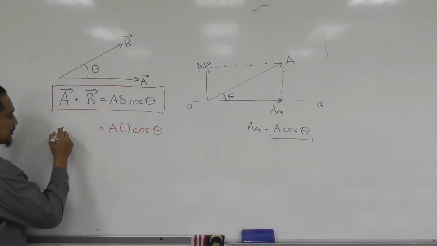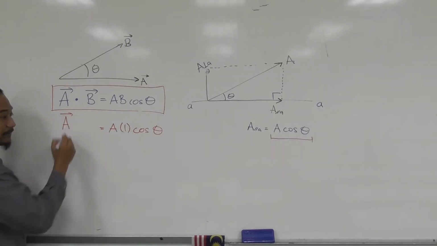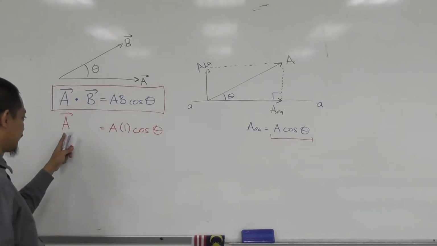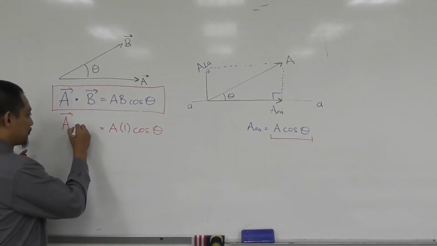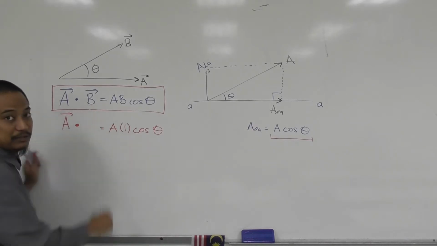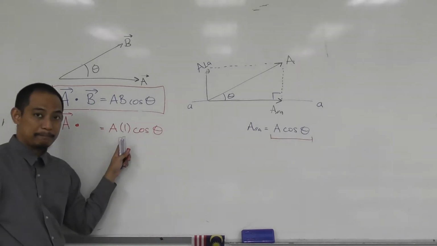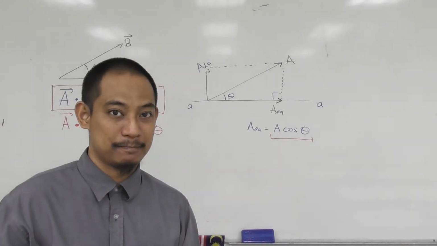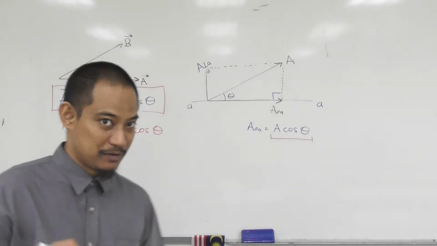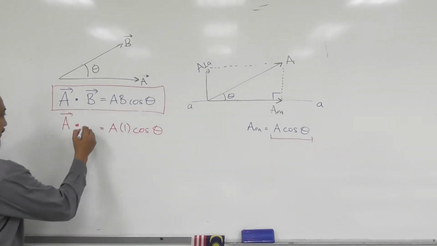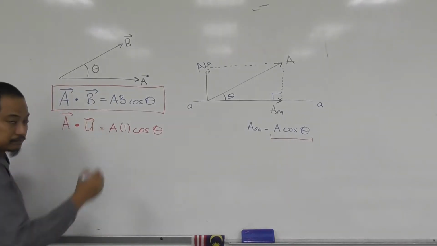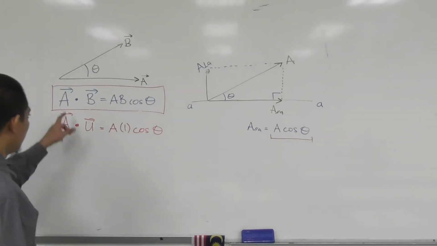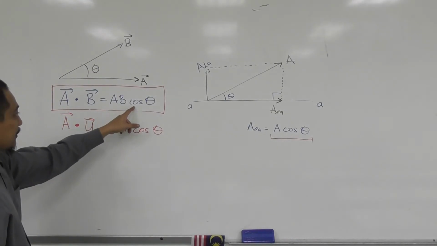Because this is A, this should be vector A, right? Vector of A, then you get magnitude of A. What should be here as vector B, when the magnitude is 1? What vector has a magnitude of 1? It will be a unit vector, right? Correct? Unit vector.